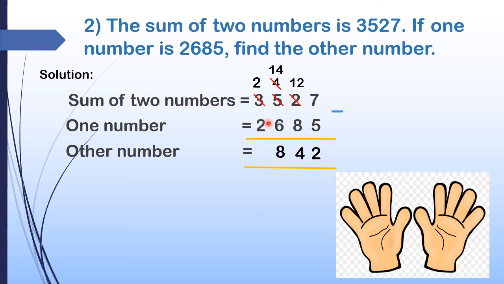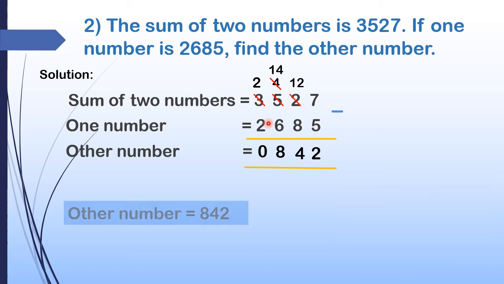Now 2 minus 2. What is 2 minus 2? It is 0. When we subtract the same number, 2 minus 2, 5 minus 5, 3 minus 3, like that, you will get the answer as 0. So the other number is equal to 842.